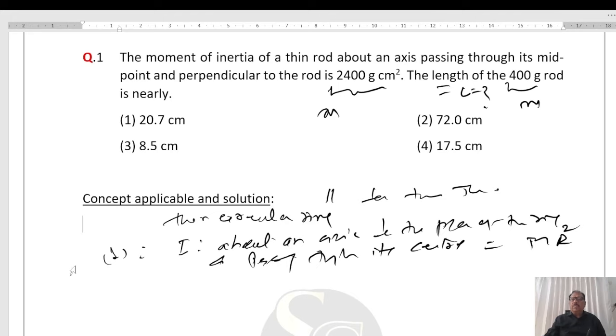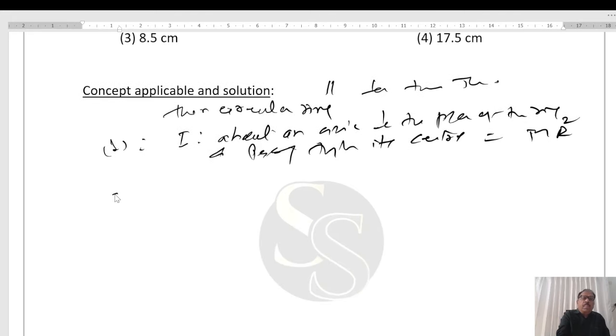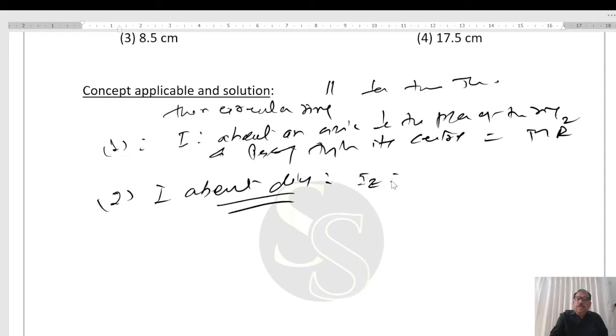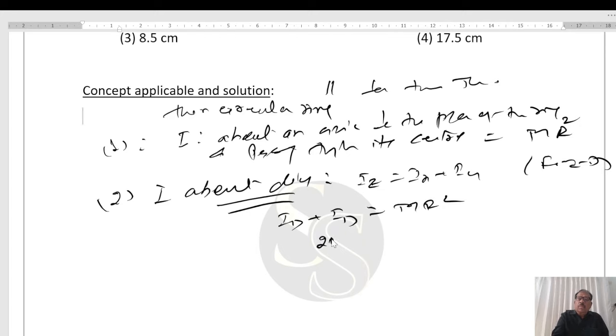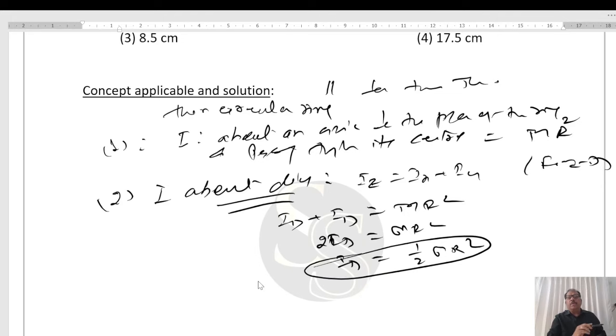In other cases, I will apply the parallel and perpendicular axis theorems. Now, I about diameter. What is perpendicular axis theorem? IZ equal to IX plus IY for two-dimensional lamina. So ID plus ID, this is actually IZ, that is mr square. 2 ID equal to mr square. ID comes out to be 1/2 mr square. This is one of the formula, right?